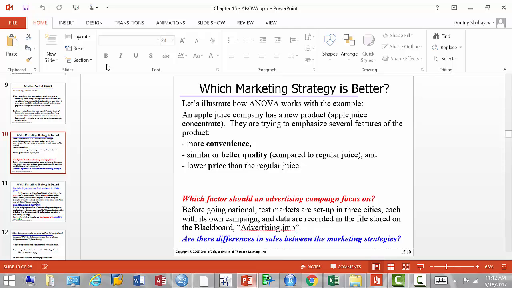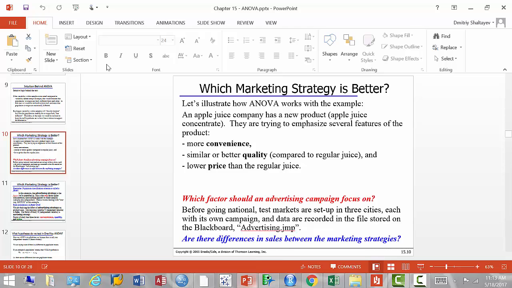So a company would like to start offering that product to the customers, but they're not sure how to advertise, how to market that. So here are three ideas. One way you can create a commercial is to say, well, that product is convenient because it's small, it does not require refrigeration, it does not take space in your fridge, because when you open apple juice, probably you want to refrigerate it, right? Otherwise, it will go bad. So therefore, it's more convenient, buy it.